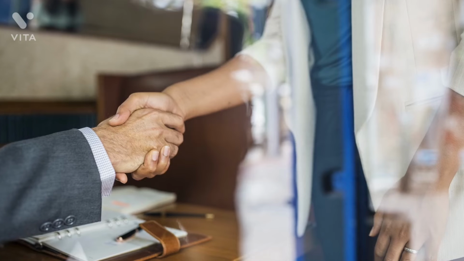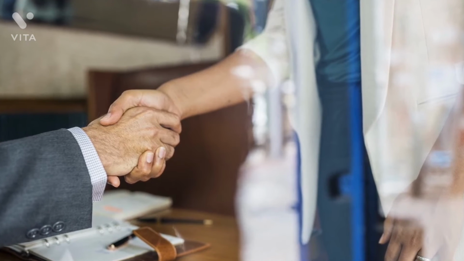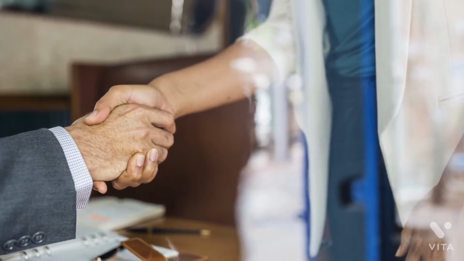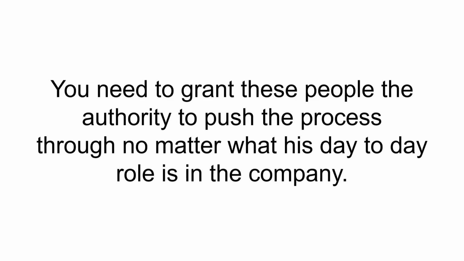Step 2. Appoint an owner. When you've determined the what and why of your business operations, you need to appoint an owner to each task. This will be someone who is ultimately responsible for seeing the process through, no matter how many people are involved. You need to grant these people the authority to push the process through, no matter what their day-to-day role is in the company.